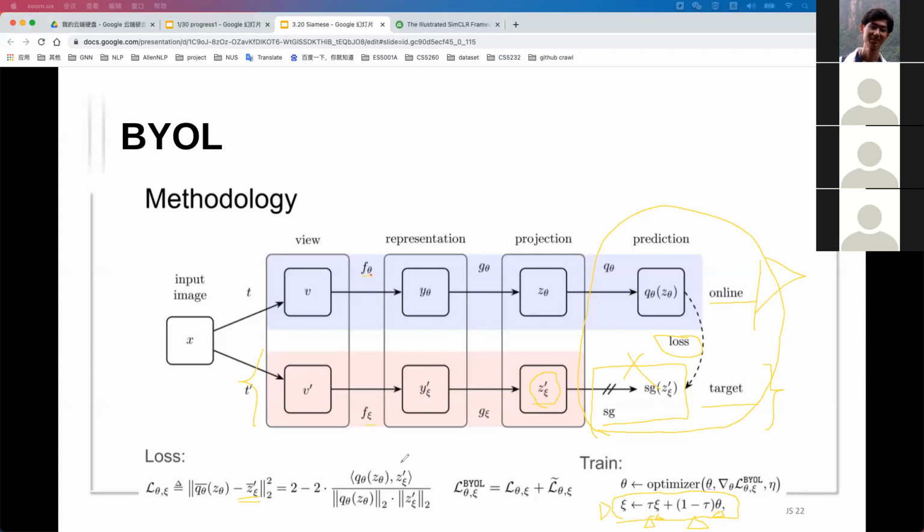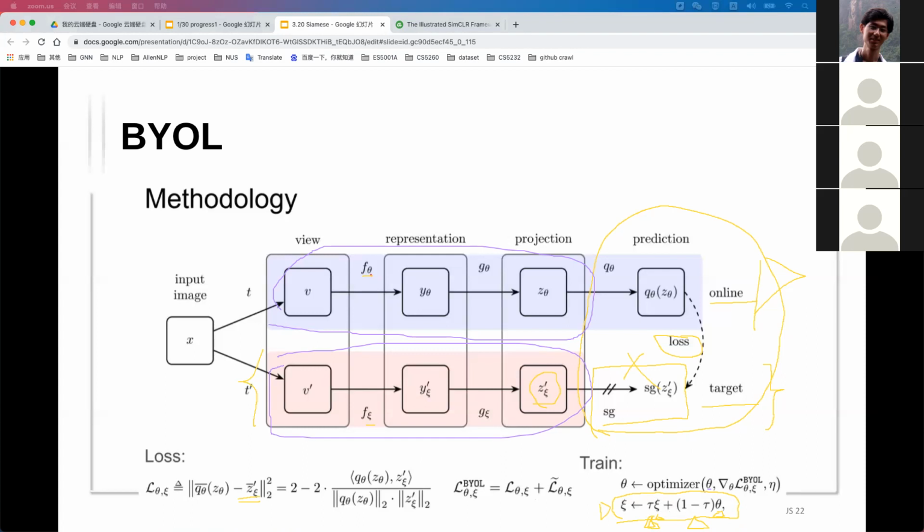And what about the theta of the target? By the way, do these two share the same weights? No, they don't, because we now use the momentum to update the momentum of the online branch. Momentum is the mechanism. Actually, that's just adding one constant to the.